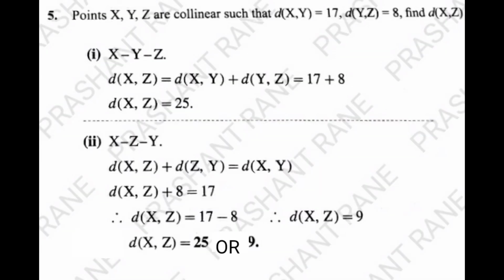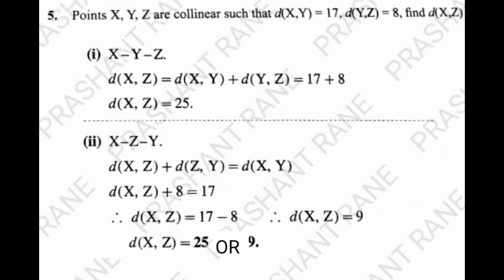Question number 5. Points X, Y, Z are collinear points such that distance XY is 17, distance YZ is 8. Find distance XZ. Here betweenness is not given. So first we'll consider X-Y-Z. Then what will I get? Distance XZ is equal to distance XY plus distance YZ. Substituting the values, distance XZ is equal to 17 plus 8, that is 25 units.